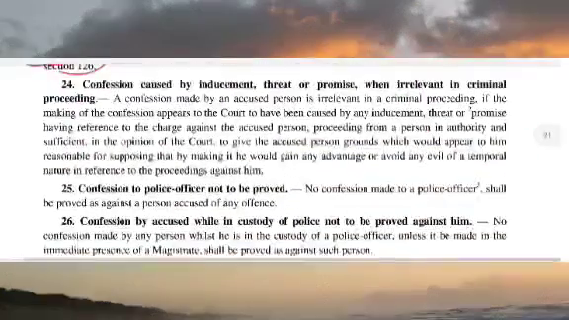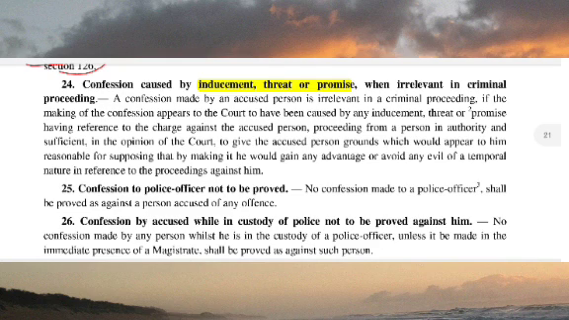Then comes the confession part. Confession caused by inducement, threat, or promise is irrelevant in a criminal proceeding. The confession appears to the court to have been caused by inducement, threat, or promise, proceeding from a person in authority, and sufficient in the opinion of the court to give the accused person grounds which would appear to him reasonable for supposing that by making it he would gain any advantage or avoid any evil of a temporary nature in reference to the proceeding against him.